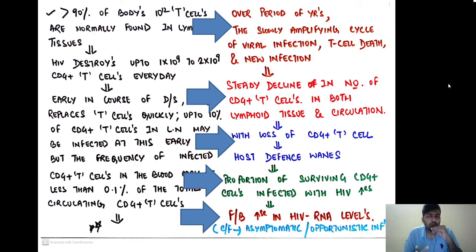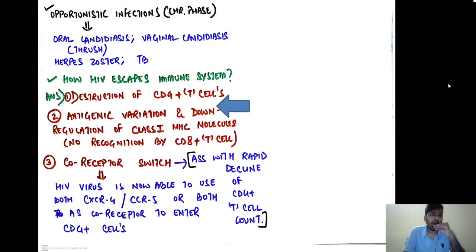And remember, slowly and steadily the virus-infected T cells inside the spleen and lymph nodes are getting destroyed, and slowly and steadily the CD4 plus T cell count is going to come down, and after a period of time there will be opportunistic infection. The opportunistic infections in the chronic phase are characterized by oral thrush, that is candidiasis, herpes zoster infection as well as tuberculosis.